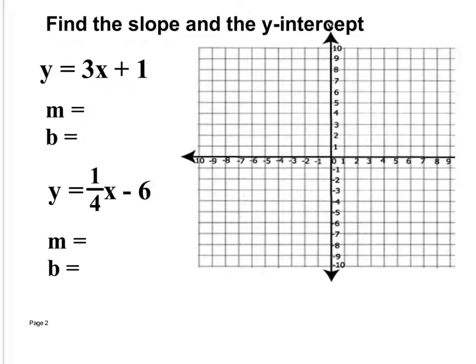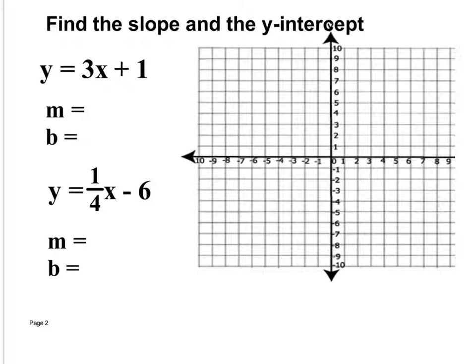Here's what you need to do. You need to write down, find the slope and y-intercept. You need to write down the equations. You need to write down the m equals and b equals. And then get your graph ready because we're going to graph these. So first thing I want to do is find the slope and y-intercept. That's what it's going to ask you. There's going to be some problems that just ask you to find the slope and y-intercept.